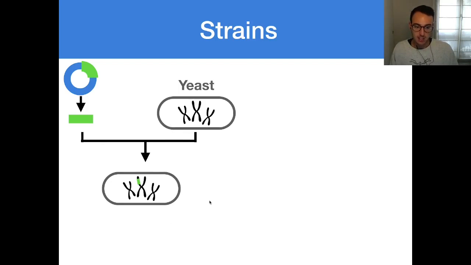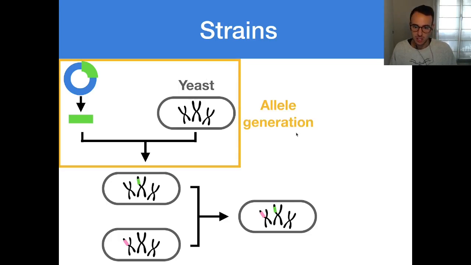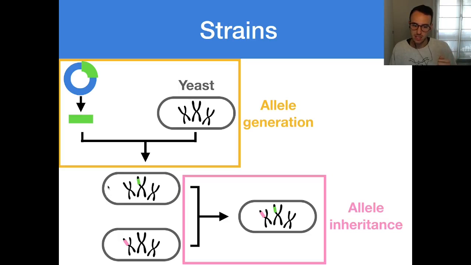And what typically one can do also with many organisms is to cross them sexually. So we can take two strains that contain two different alleles, and among the offspring, we will obtain one strain that has both. So as you can see, when working with strains, we have to handle both the generation of alleles, which resembles the generation of recombinant DNA because it's basically combining existing sequences to generate new ones, but also the inheritance of these alleles that exist in strains.